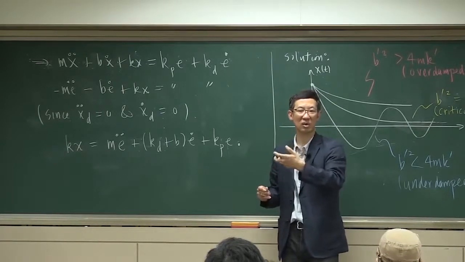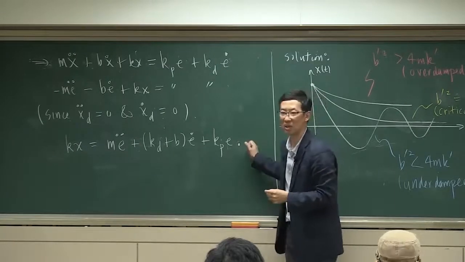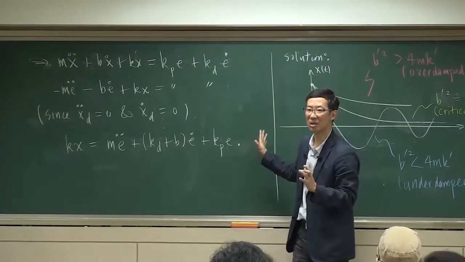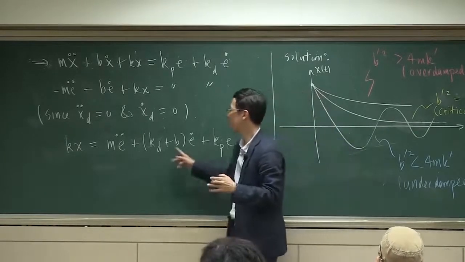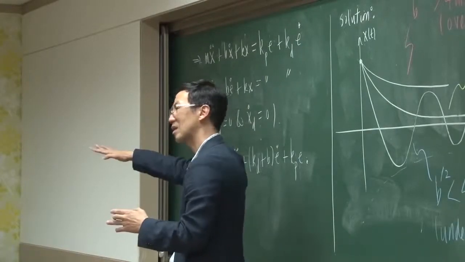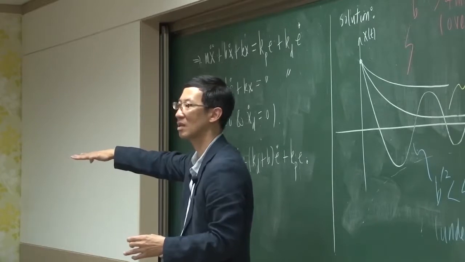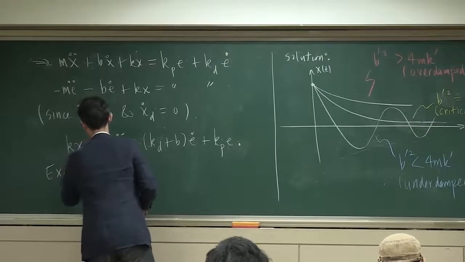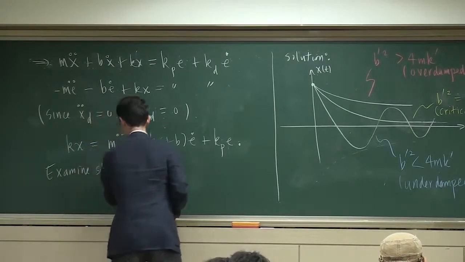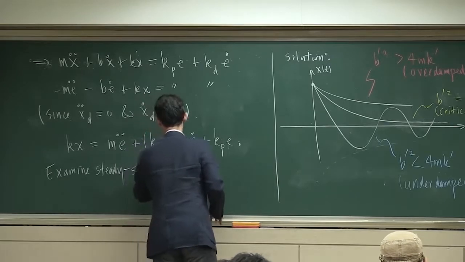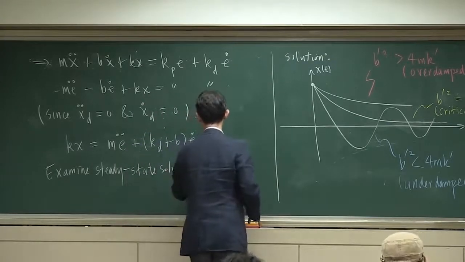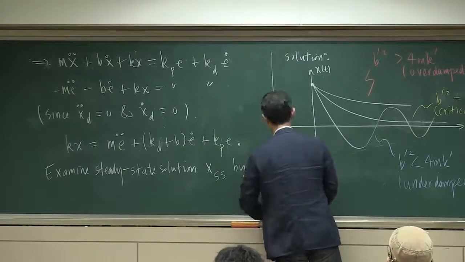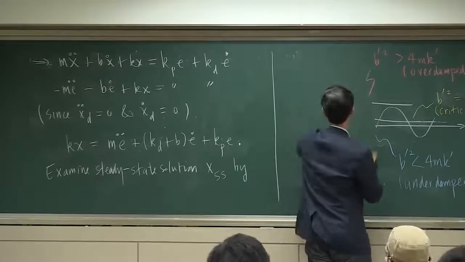To answer that question, we look at the steady state solution to this. You probably learned from differential equations that when you want the steady state solution, you assume that all the derivatives are 0, because at steady state it reaches some constant value. That's the assumption. So examine the steady state solution x, let's call it x SS. How do you do that? Well, as I said, you set the derivatives to 0.